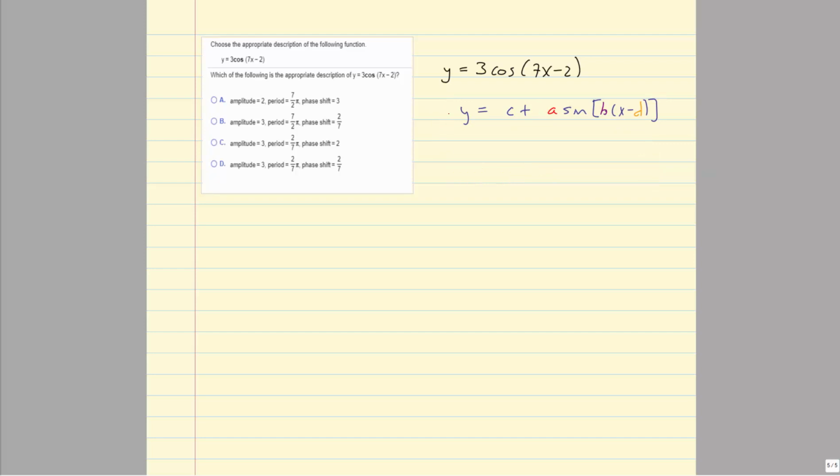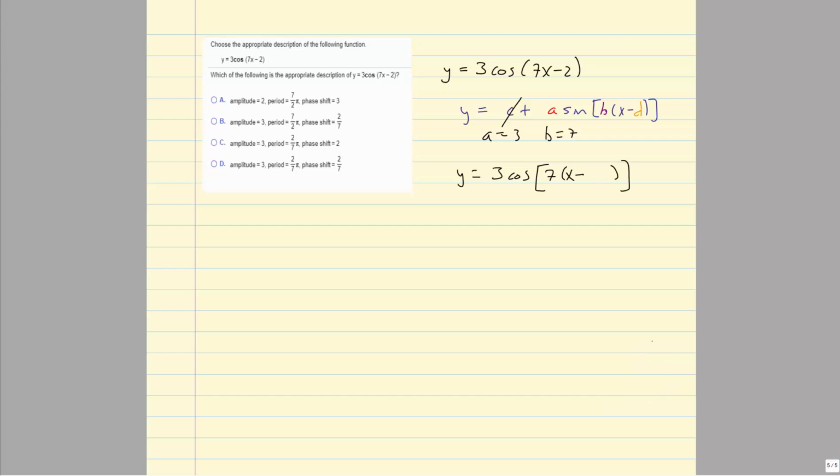Now if you notice in this case, I don't have a c. I do have an a, so a is 3. This b looks like it's 7, but this doesn't look like 7 parenthesis x minus d, so I need to do a little work here. So this is going to be 3 cosine. I'm going to put up my bracket, and I'm going to factor out a 7 here. And I want a minus sign as well.